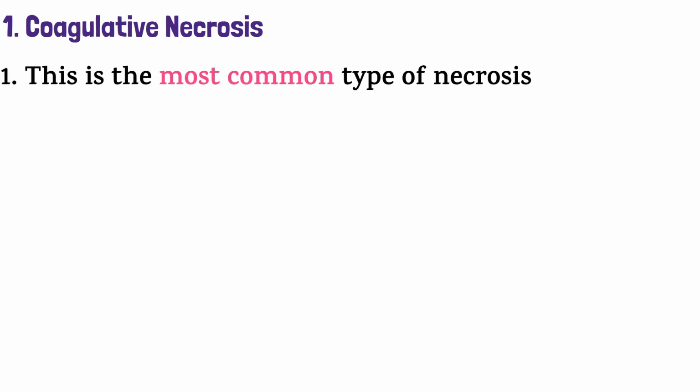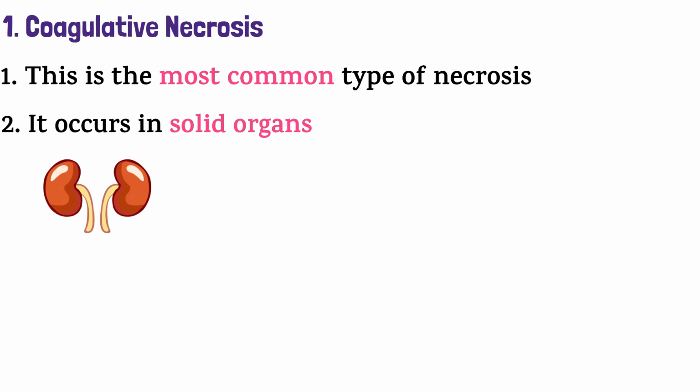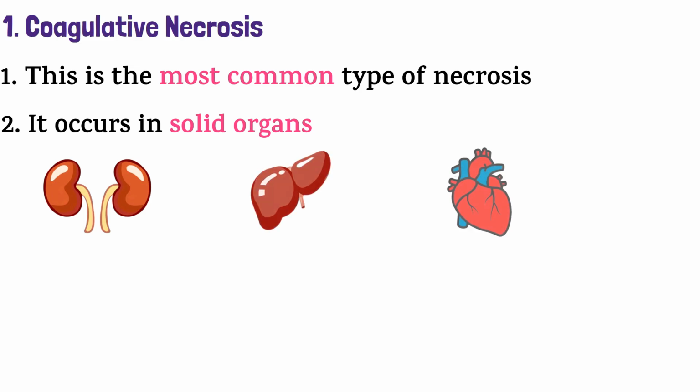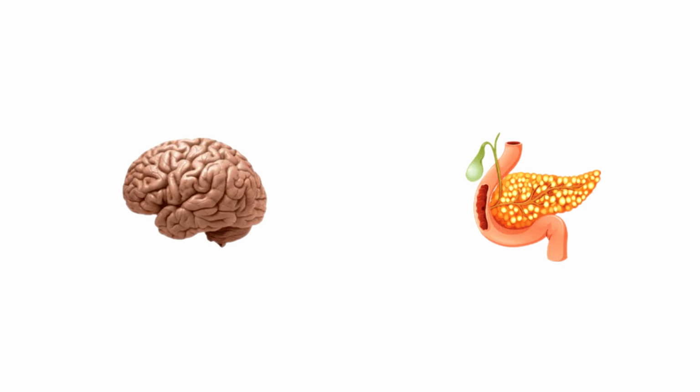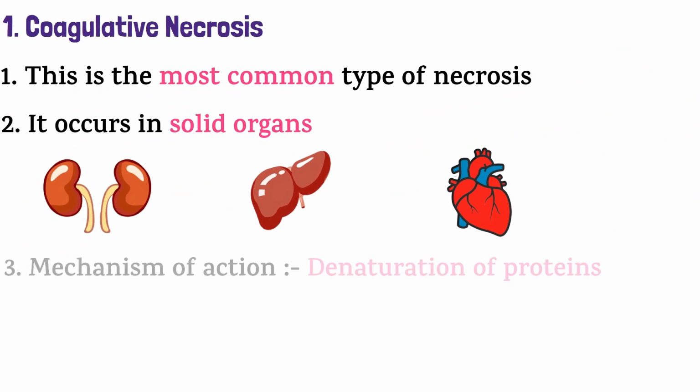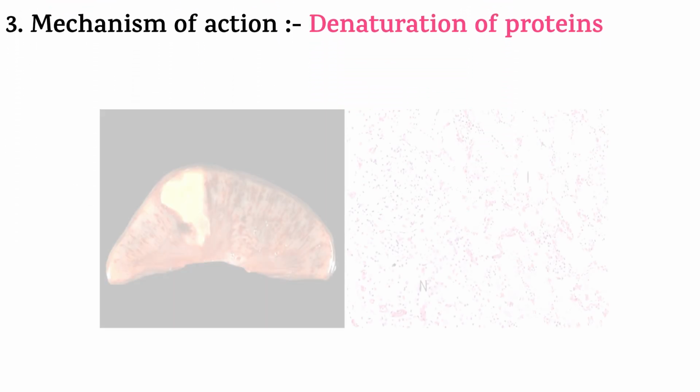This is the most common type of necrosis. It occurs in solid organs like kidneys, liver, and heart, but not in brain and pancreas, and we will see why they are not included later in the video. The mechanism of action of coagulative necrosis is denaturation of proteins. Let's have a look.